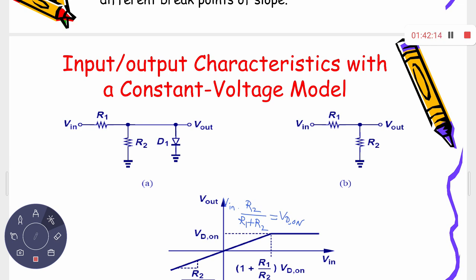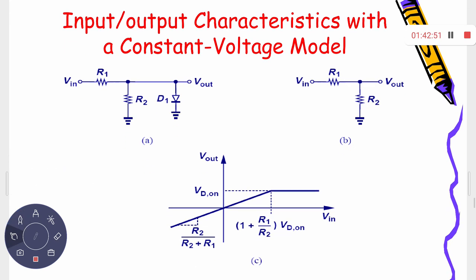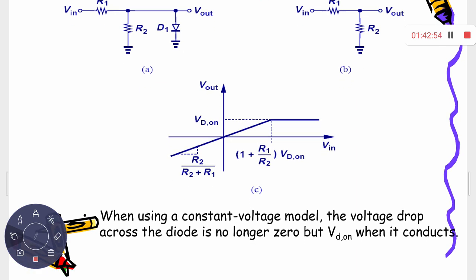Then what will be the voltage over there? It's a constant voltage model. So that voltage is nothing but VD on. You have no resistance; VD on is a constant voltage, right? So when Vin exceeds this value, it's constant at VD on.